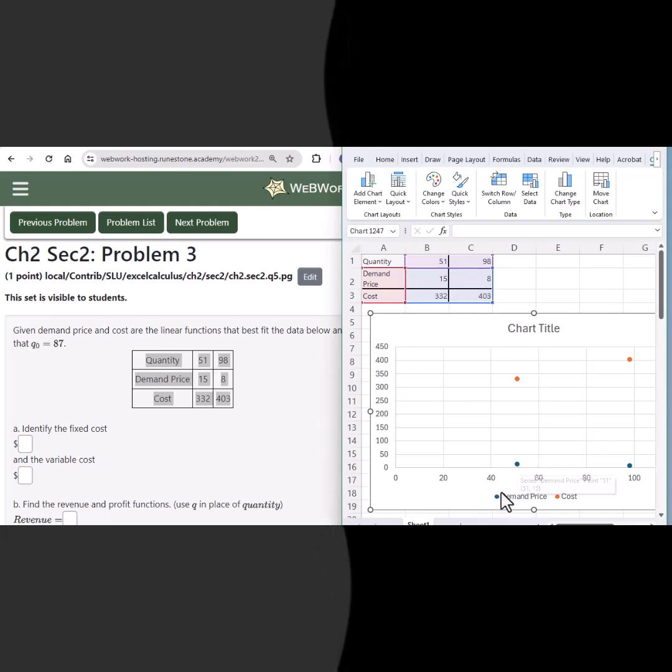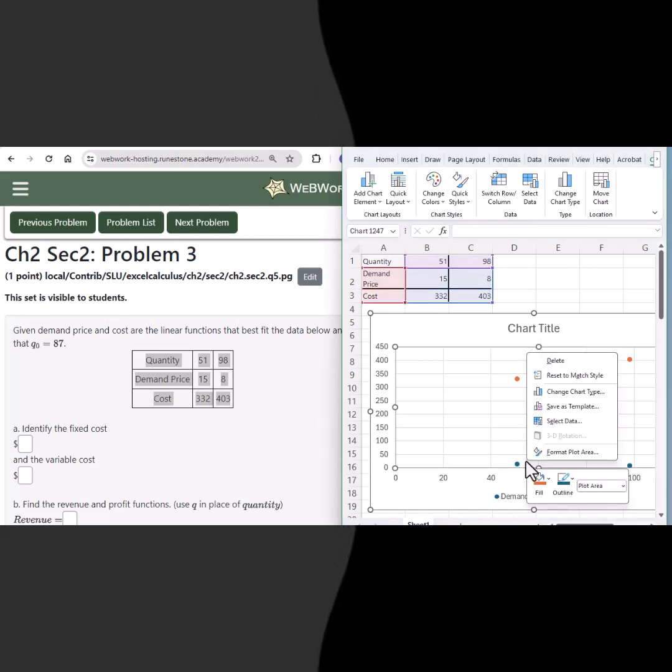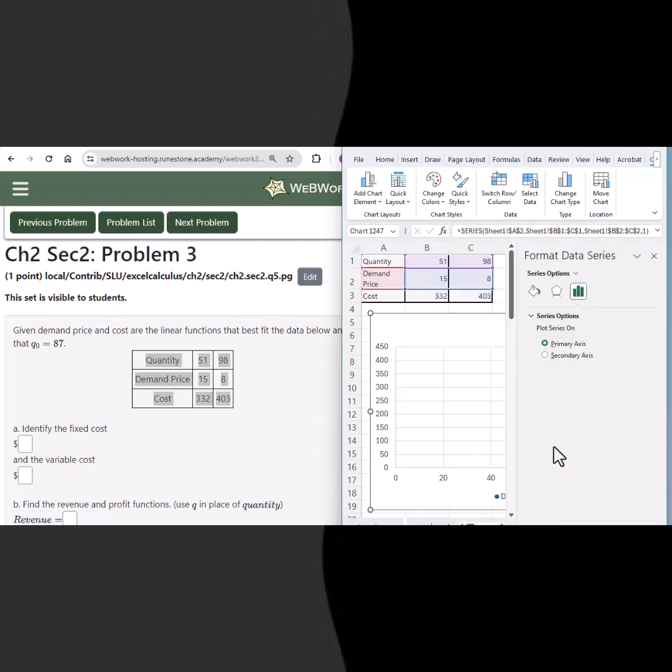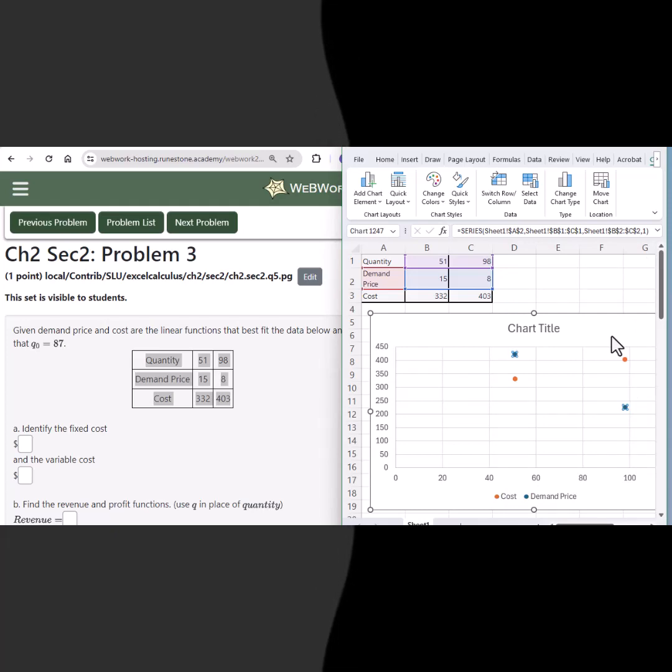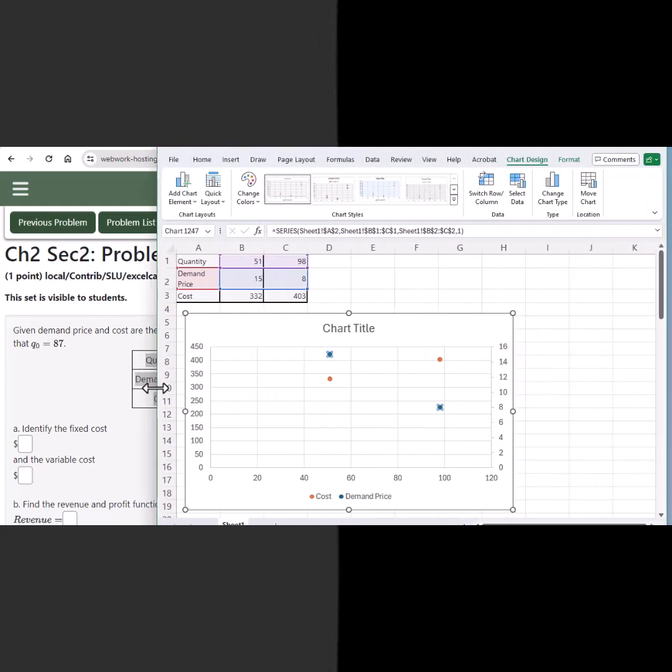So I'm going to click on one of these blue points. It will select that series and then right click, format the data series. I want to put that blue series on a secondary axis. That looks better. So reading the second axis from 0 to 16 for the blue points, from 0 to 450 for the orange points.